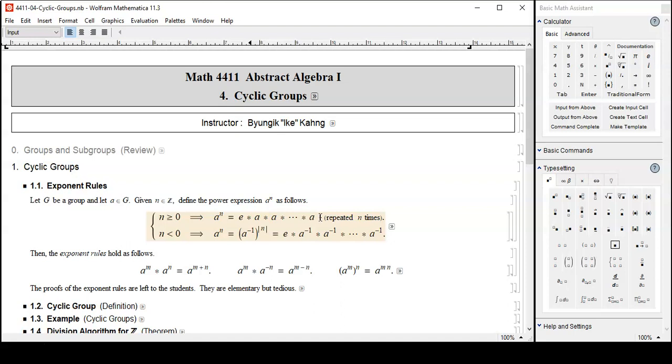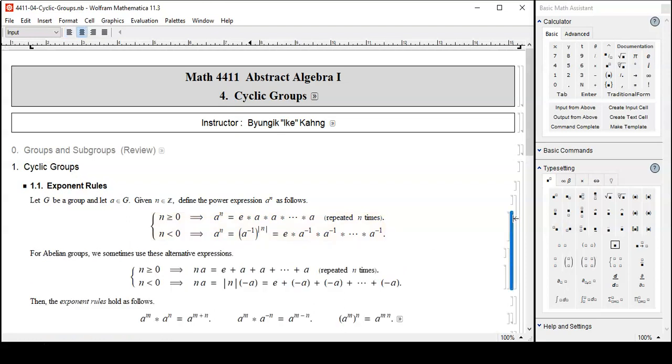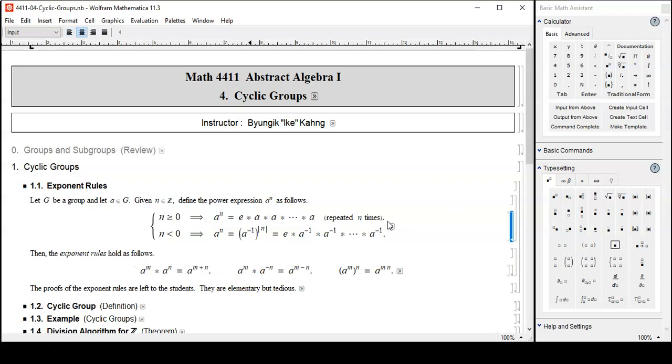Now, what if n is negative? In that case, we do the same thing. We do the repeated application, but we do it with a inverse. That's how we define the power expression a to the nth power. Now, this is good for all groups, abelian or non-abelian, typically non-abelian in general. For abelian groups, I find it a little bit more convenient to use addition notation like this. Either way, it works out for abelian. For non-abelian, of course, you can't do this. You have to do it this way.